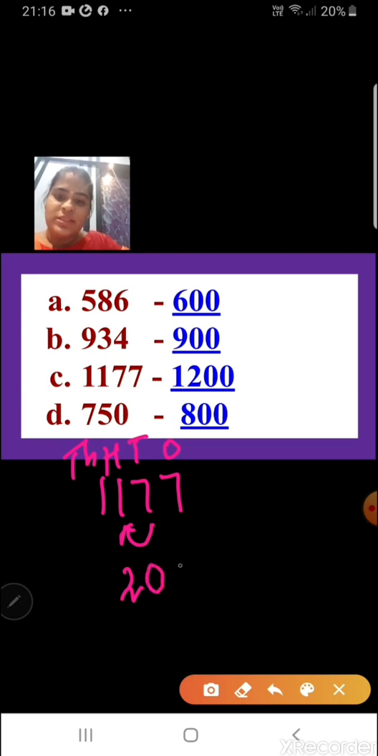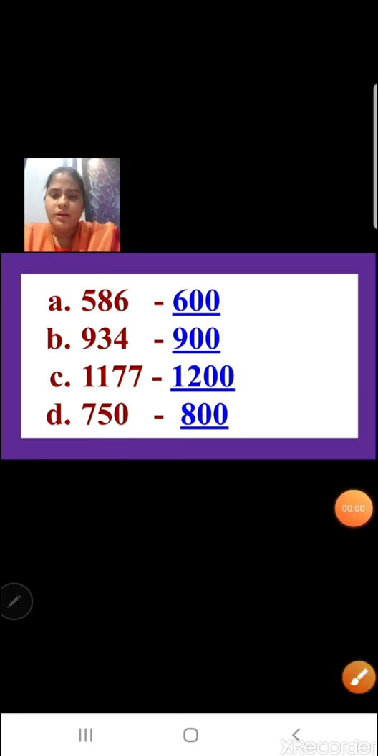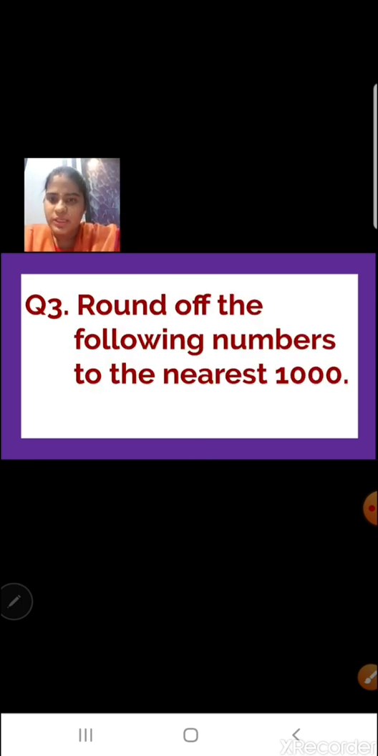Tens place will be 0. Ones place will be 0. And we are not going to touch the thousands place. It will be as it is. Children, and the last one is 750. If you round off to the nearest 100, you will get your answer as 800. Let us move on to question number 3, which is: round off the following numbers to the nearest 1000.